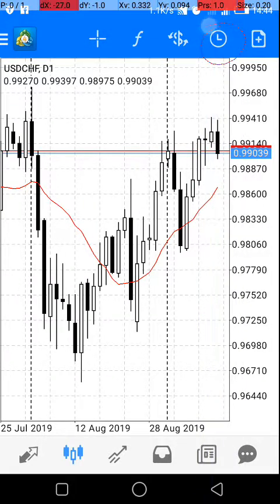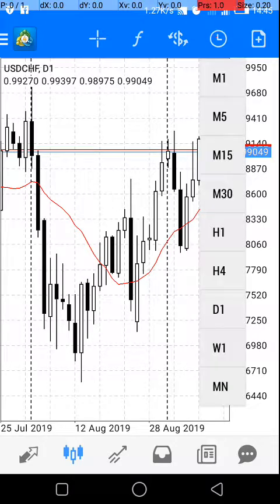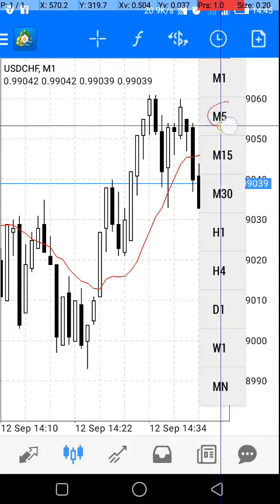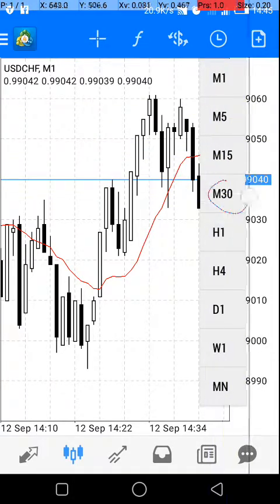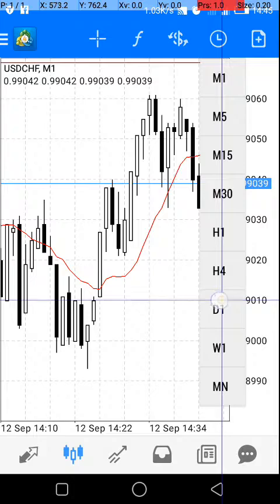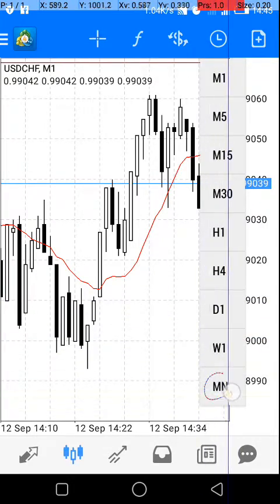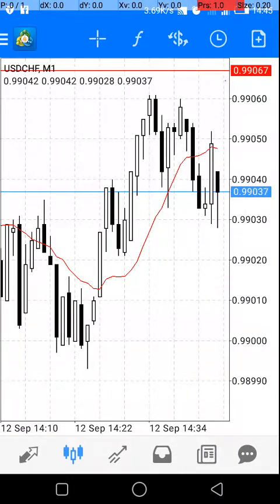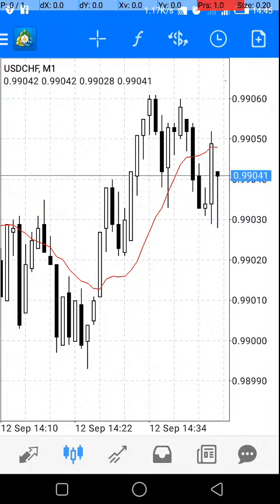Next to it we have this clock. The clock represents the time frame you're looking at. In this case, my time frame right now is daily, so one candle represents 1 day. You can switch from daily to 1 minute. We have 1 minute, 5 minutes, 15, 30, 1 hour, 4 hours, daily, weekly, and monthly. So let's go to the 1 minute time frame, where one candle represents 1 minute.